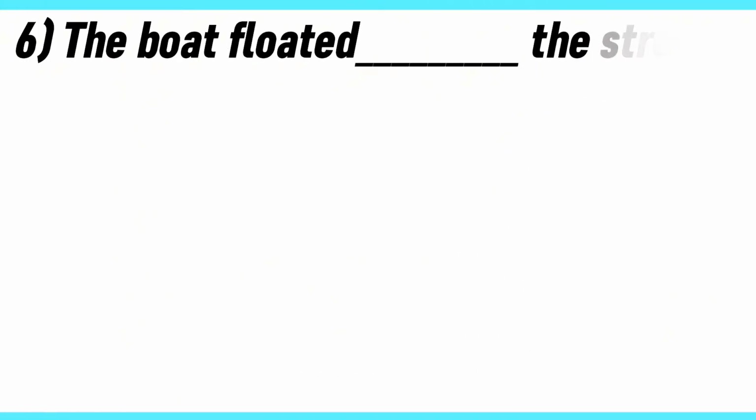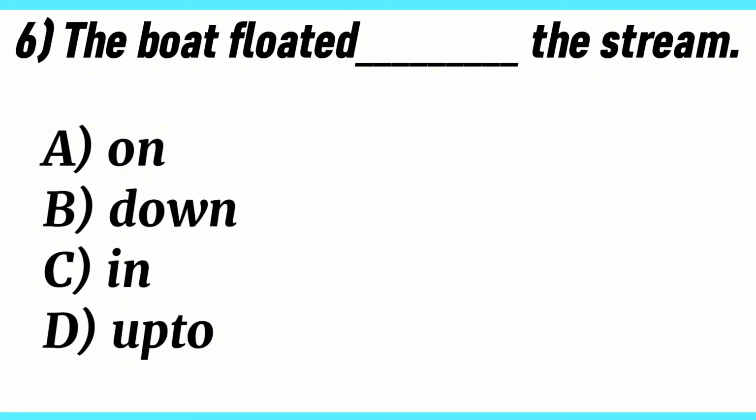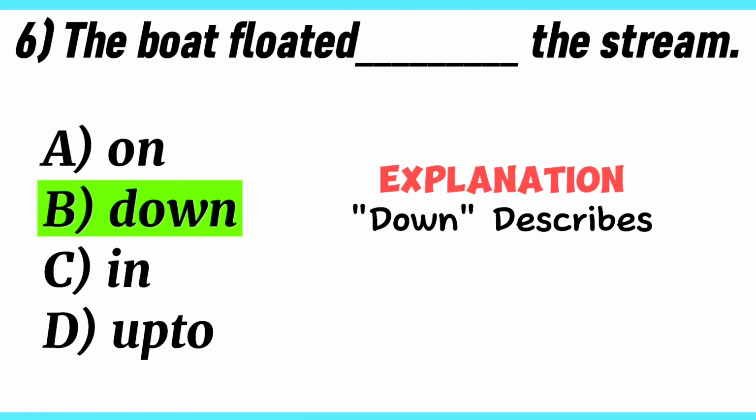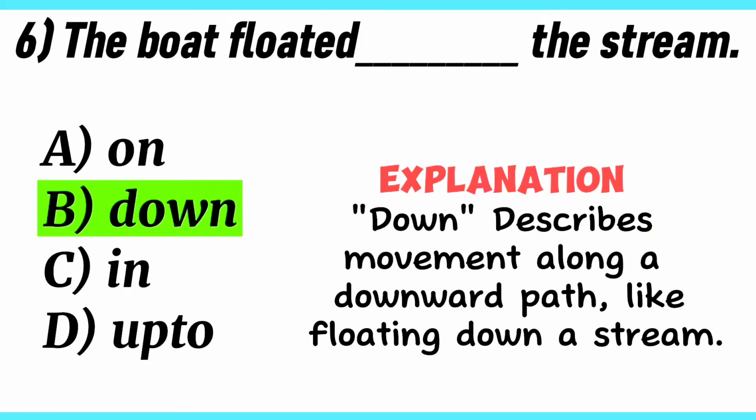The boat floated dash the stream. The correct answer is option B, down. Explanation: down describes movement along a downward path, like floating down a stream.